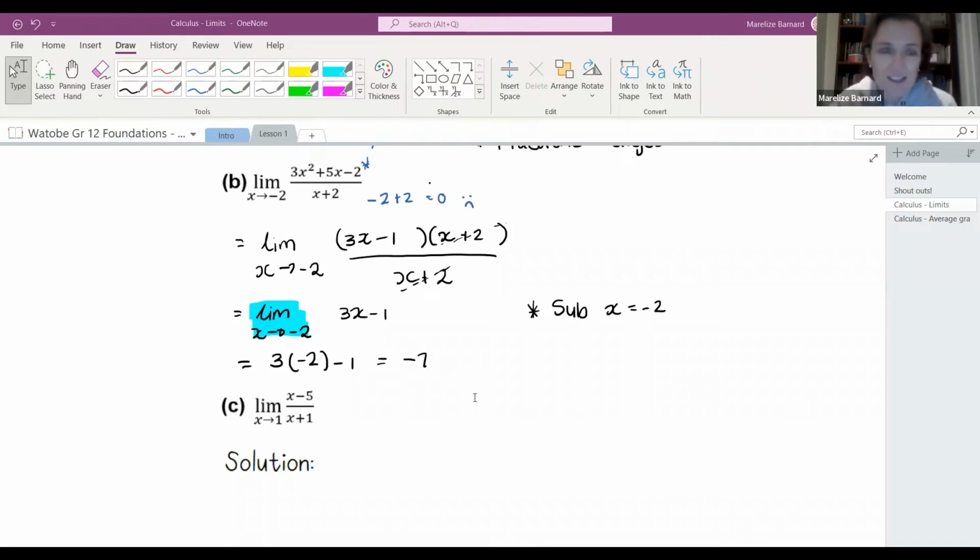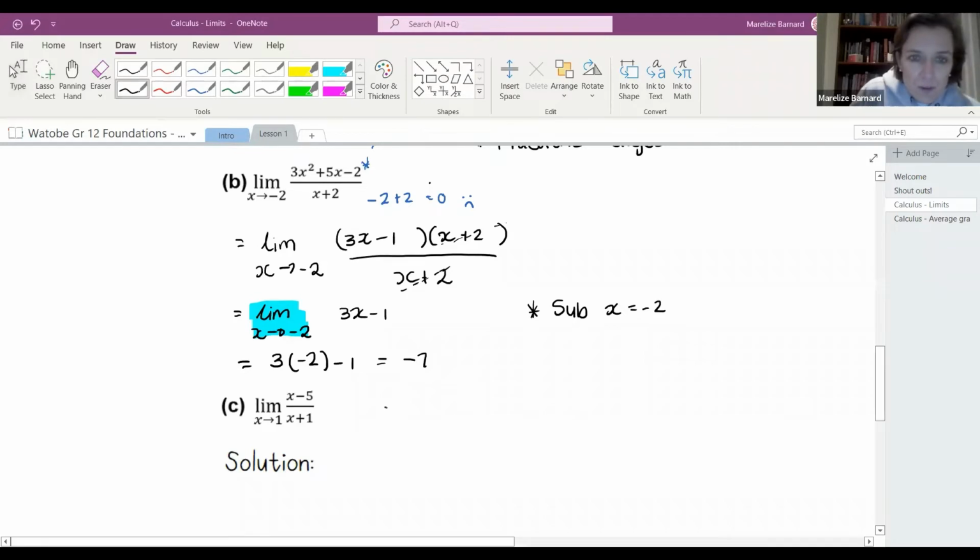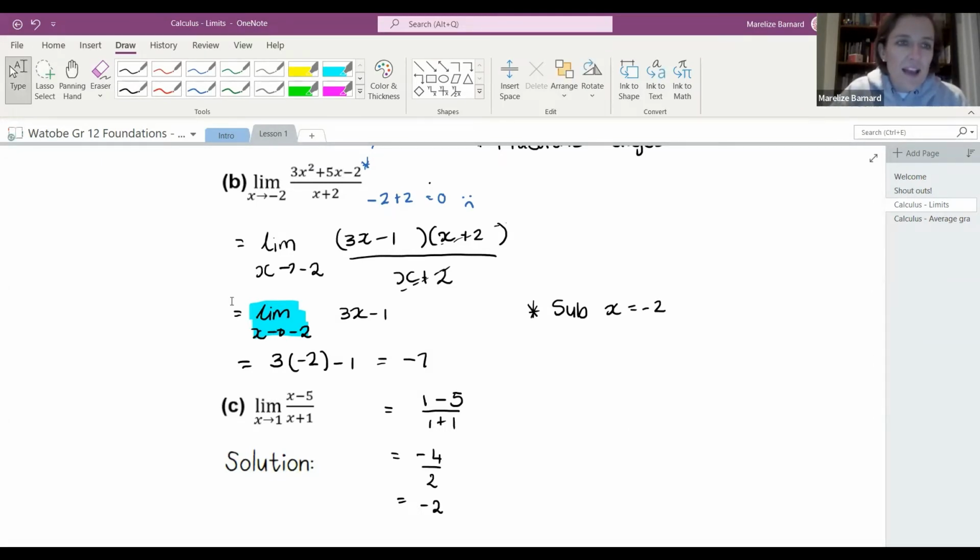Okay, lots of answers coming into the chat. Right, let's see. So we don't have an issue in the denominator, and we can't factorize, so we can go straight to substitution and make this 1 minus 5 over 1 plus 1, and that is minus 4 over 2. Final answer, minus 2. Well done, everybody. It looks like quite a few of you got that. So you've got the whole hang of a limit: we just substitute in, and we're basically looking at our function and how it behaves as we approach a certain x value.